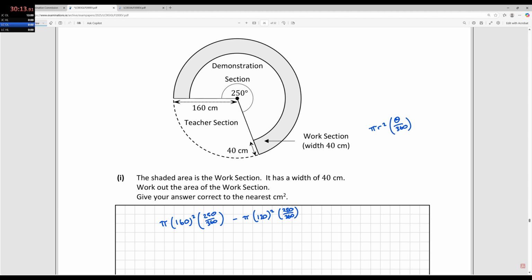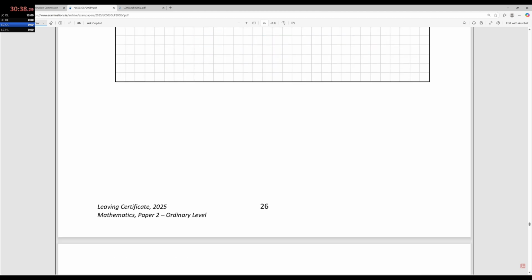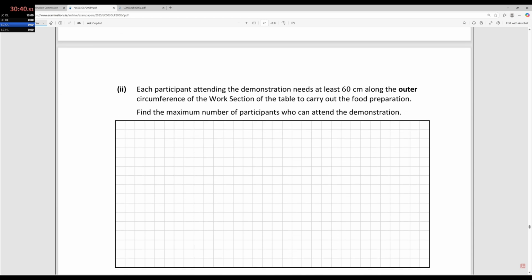I think I've typed that in right, and I got 2, 4, 4, 3, 5 if we round to the nearest one. Okay. It seems weird. The numbers are massive there for ordinary level, so it seems like I might have done something wrong.